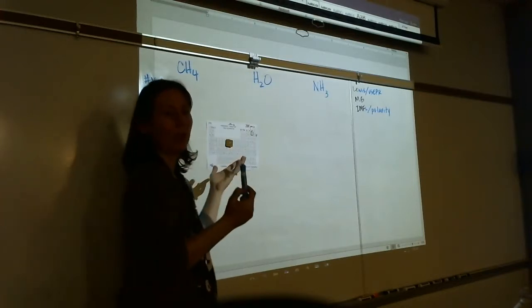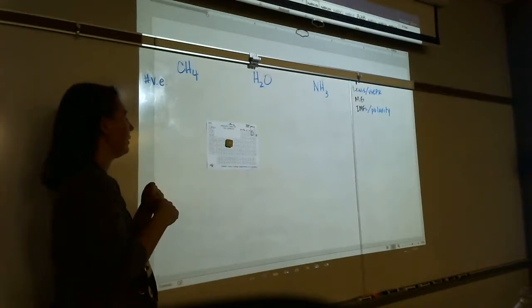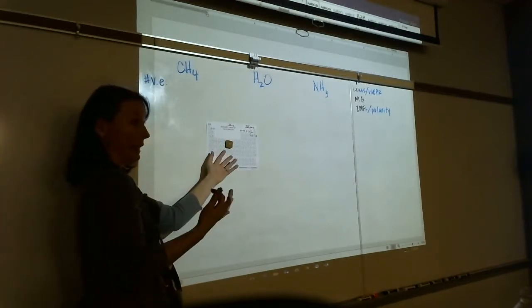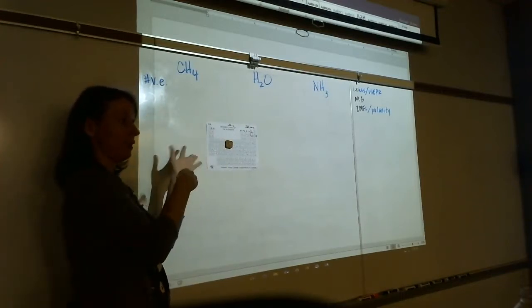Okay, so to get the number of valence electrons, it comes directly from the periodic table. The periodic table I'll give you on the test is just this same one, it's just blank. So you'll need to commit to memory how to obtain the number of valence electrons. It comes from the periodic table.